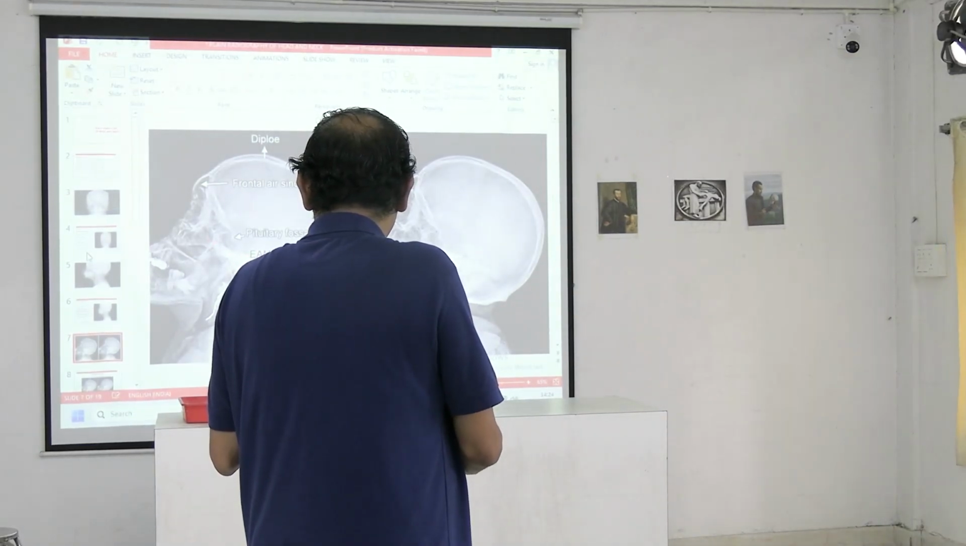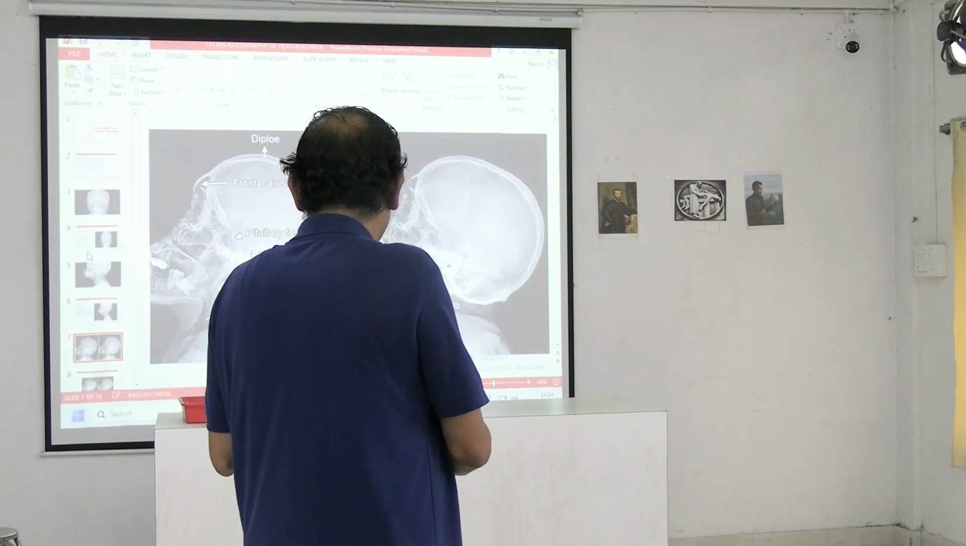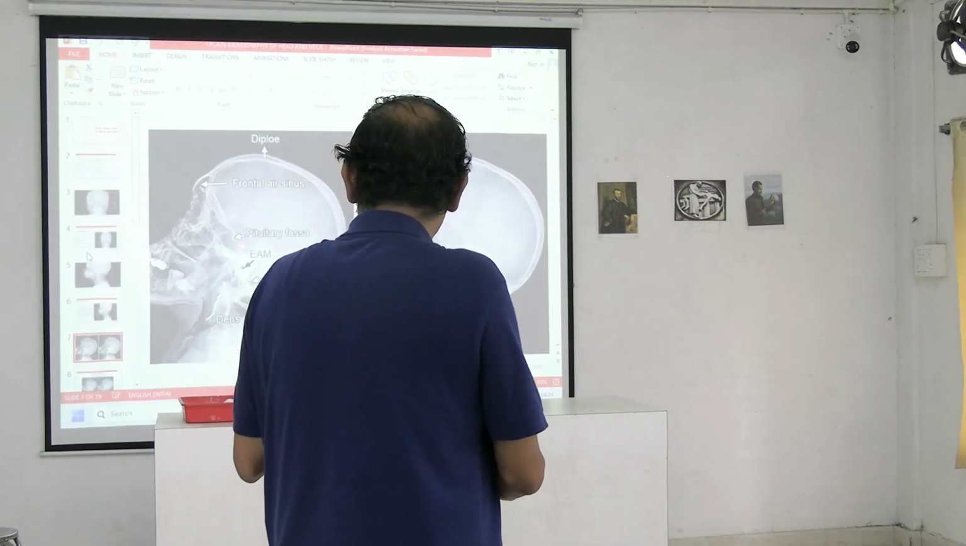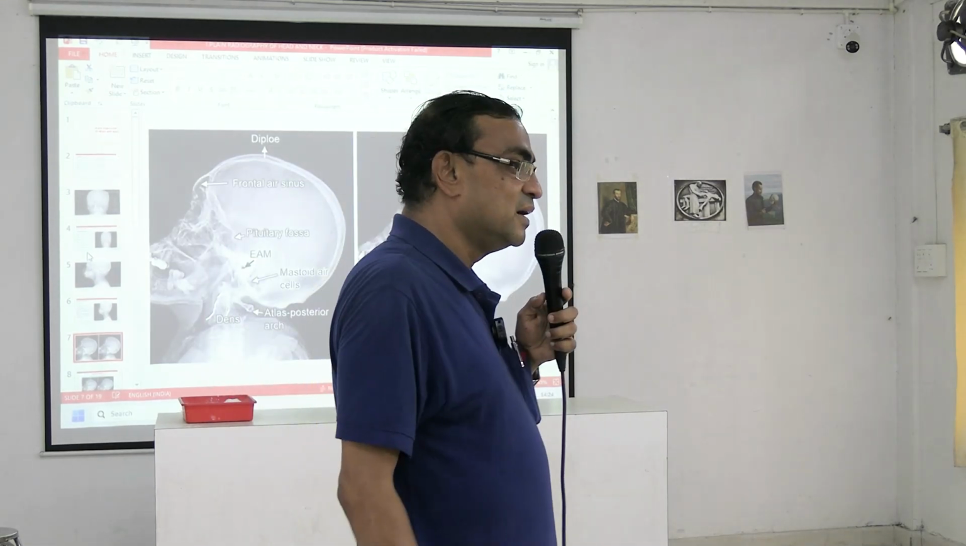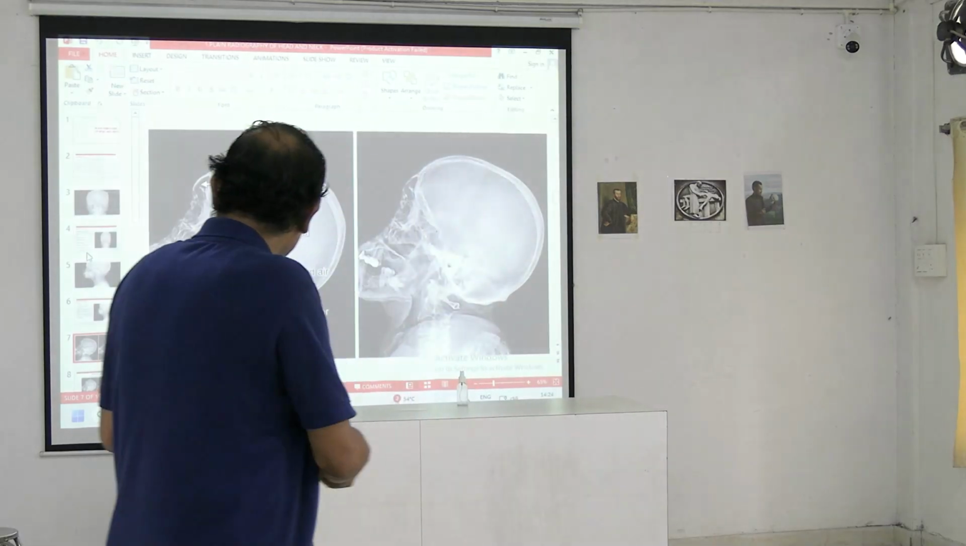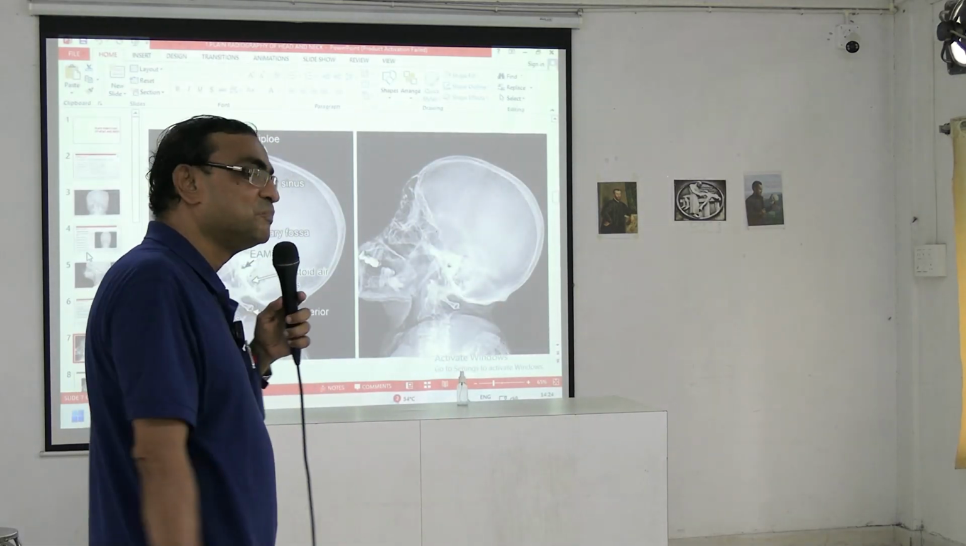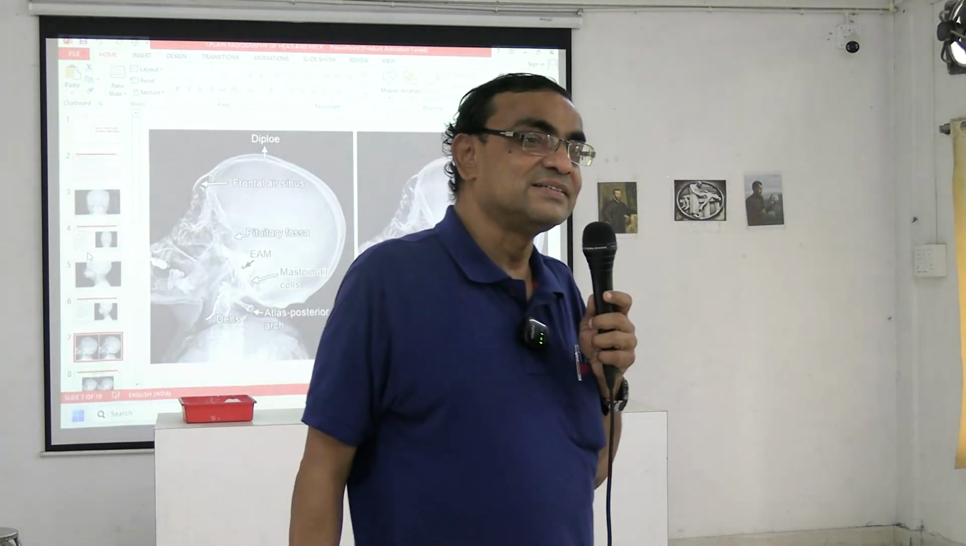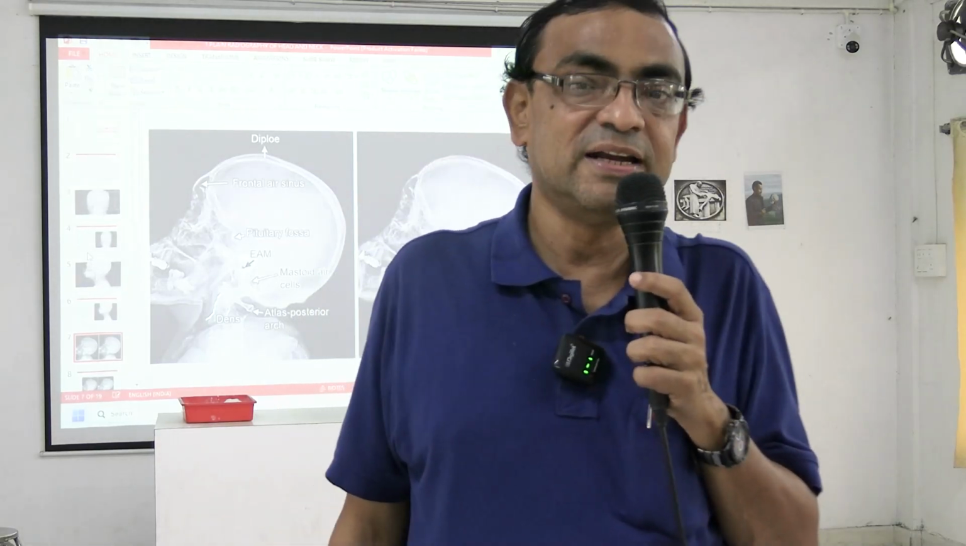There we can get a white shadow. This white shadow is nothing but the petrous part of the temporal bone, and also we can get a black shadow, external auditory meatus.